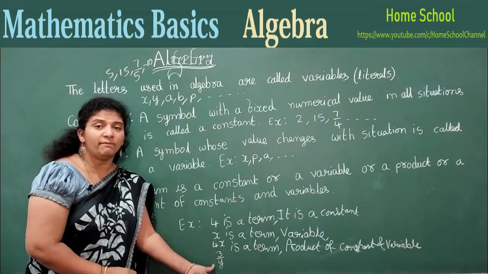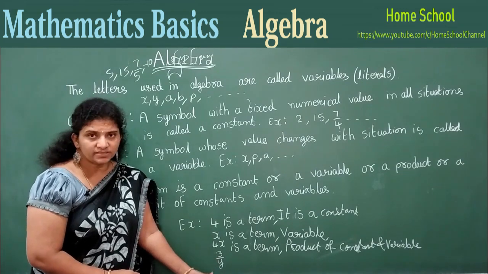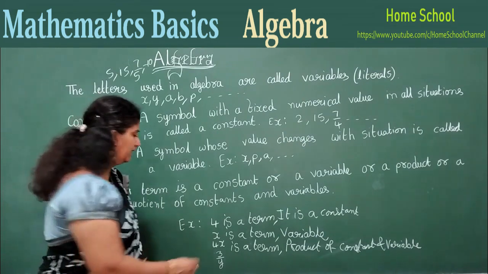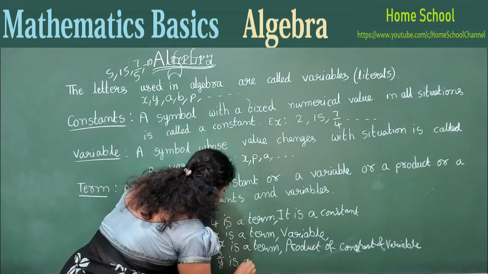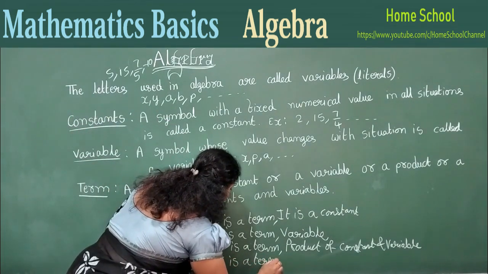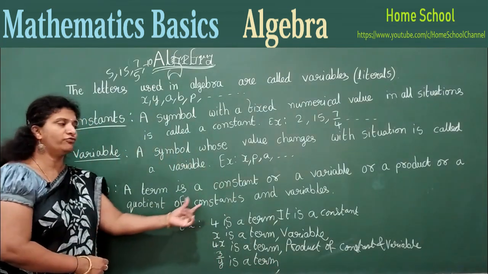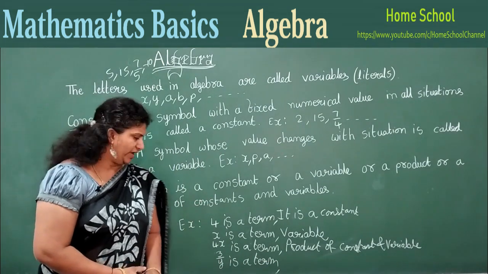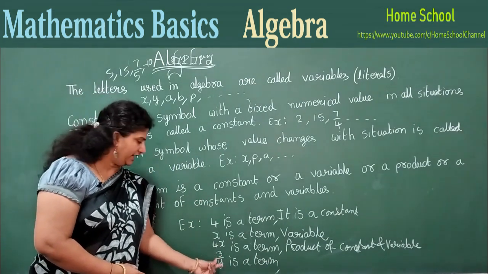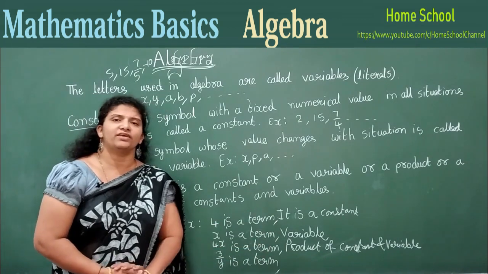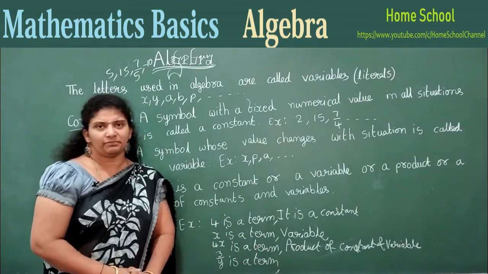Next, 3 by y. What is this 3 by y? Is it a term? Yes, it is a term. 3 by y is also a term. It is a quotient of a constant and a variable. It is a quotient of a constant and variables. You need to write this statement.